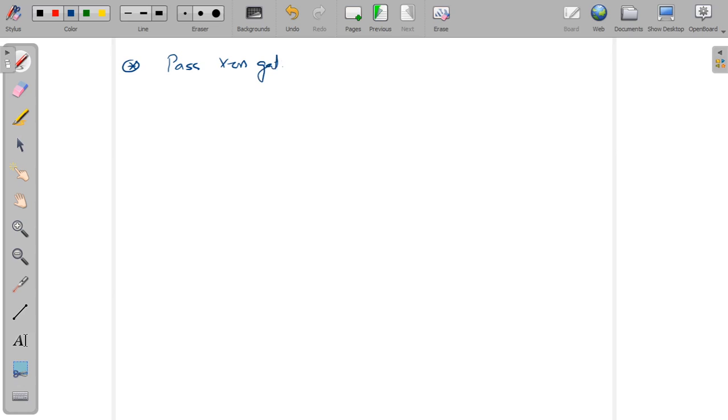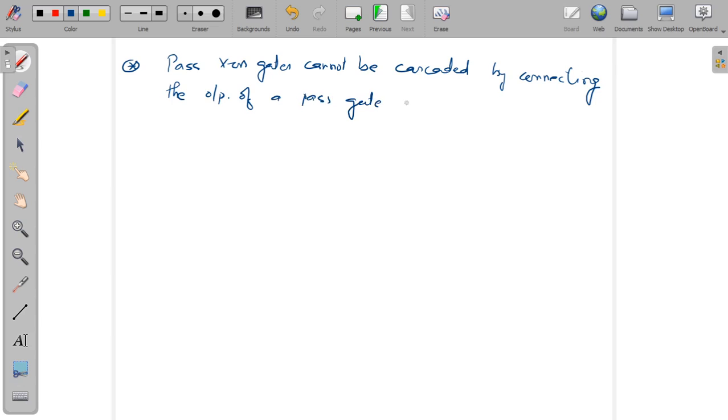Pass transistor gates cannot be cascaded by connecting the output of a pass gate to the input of the next gate. The handwriting is not coming up to the mark. Okay, I will try.